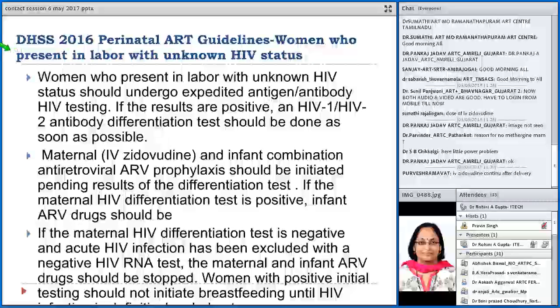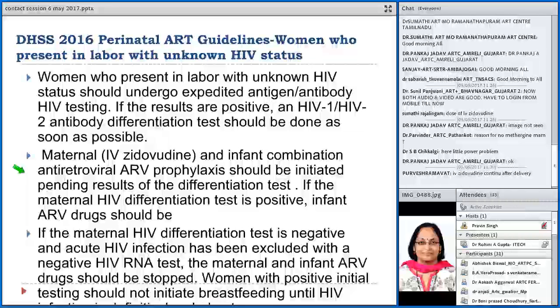What are the DHS's 2016 guidelines for women who present in labor with unknown HIV status? Women who present should be immediately tested. If the results are positive, a differentiation test needs to be done as soon as possible, whether it's HIV-1 or HIV-2. Pending the test, IV zidovudine is given to these ladies, and the baby is started on ARV prophylaxis. A combination ARV prophylaxis is given in these babies born to mothers who present in labor.